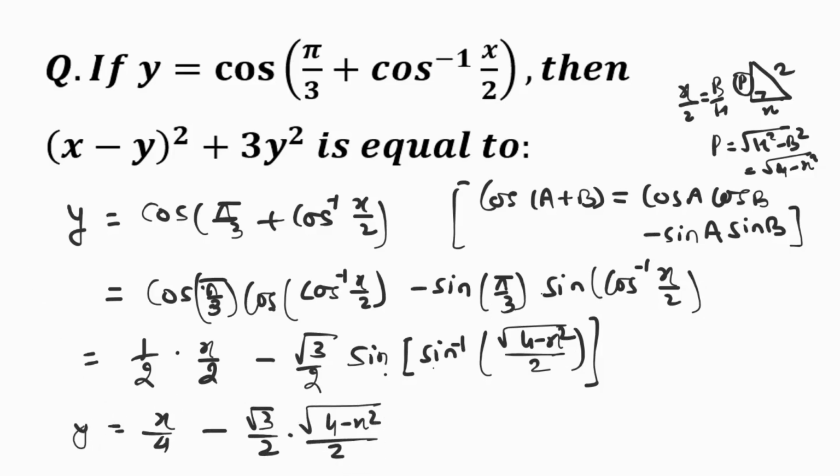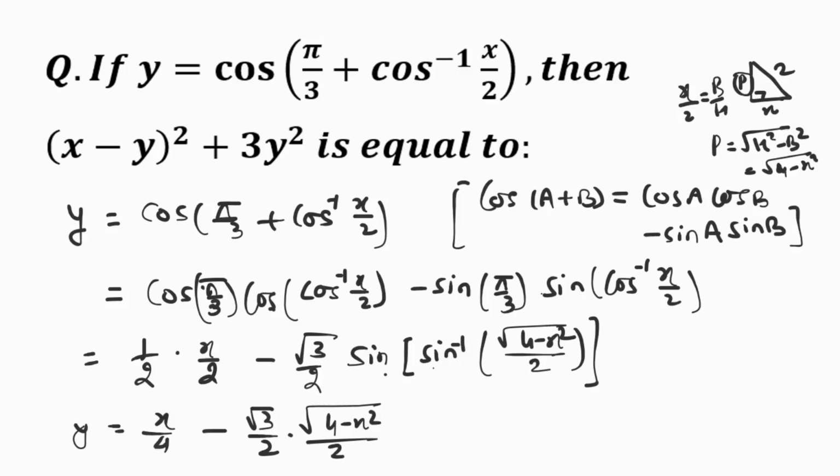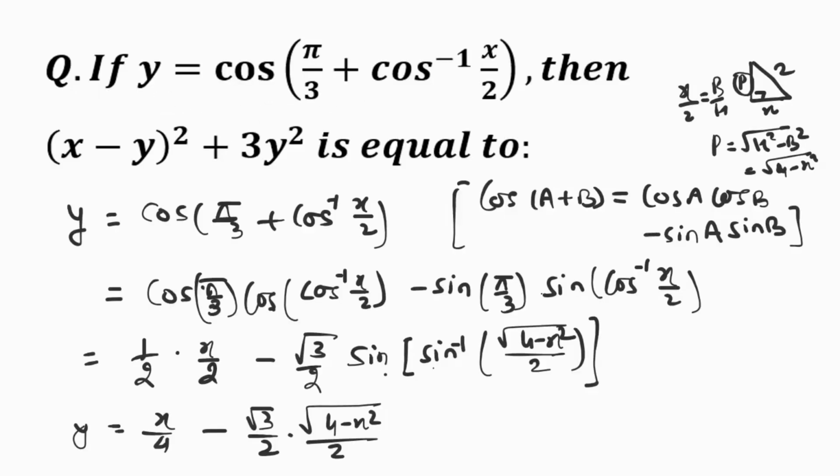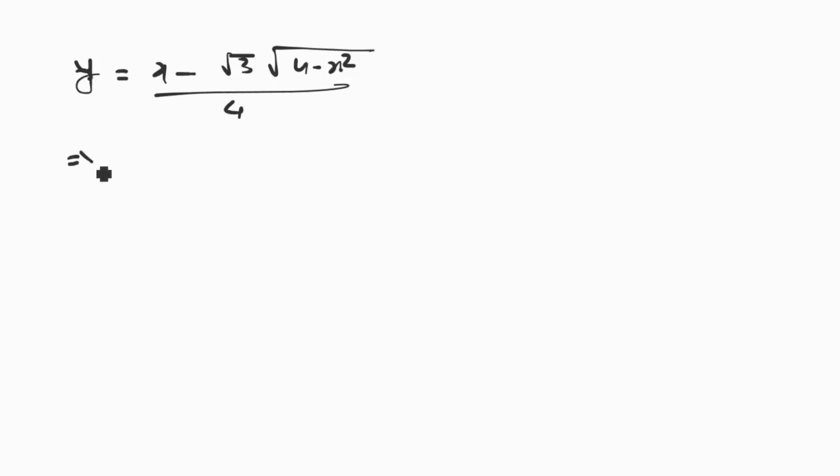Now further if we solve this, we can write y equal to, taking the LCM, which is 4, x minus root 3 times root of 4 minus x square, divided by 4. So I can just cross multiply here, so this is 4y, and I bring this x to the other side, so 4y minus x equal to minus root 3 under root 4 minus x square.